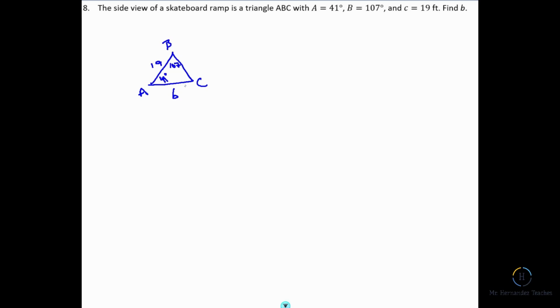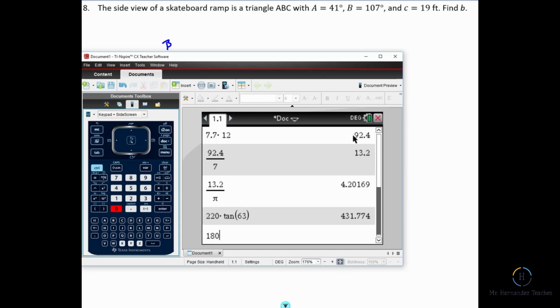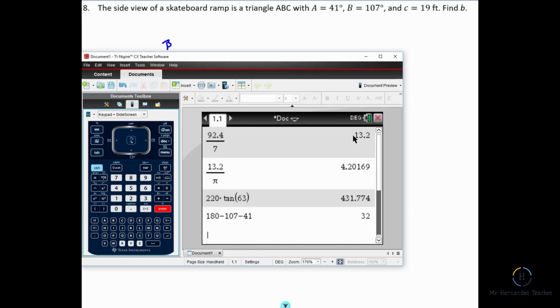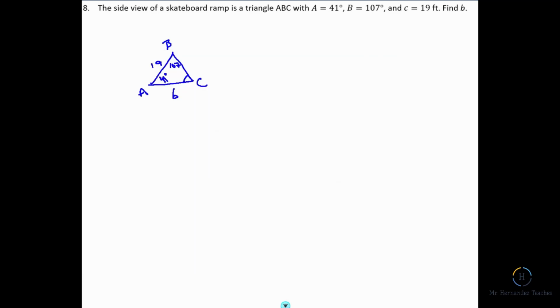So this is going to be a law of sines question, but the first thing that we need to do is find this missing degree measurement right here. So it's going to be 180 minus these two angles. So let's see, 180 minus 107 minus 41. So it's 32 degrees. So we know angle C is 32 degrees.